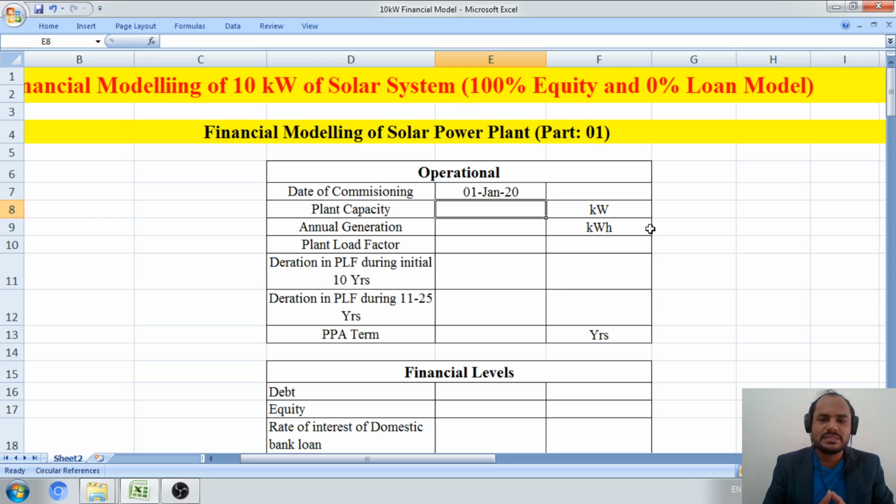The second parameter in the operational parameters is the plant capacity. Whatever plant capacity we are deciding for financial modeling, in terms of kilowatt, we have to mention over here. So we'll consider 10 kilowatt as the plant capacity.